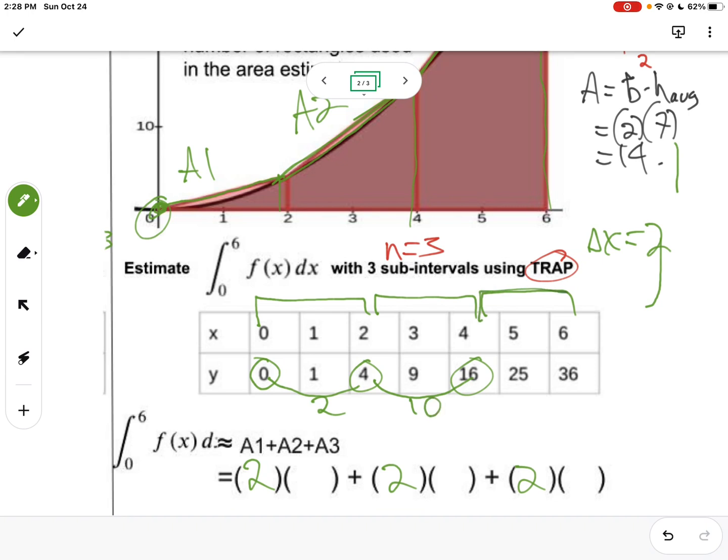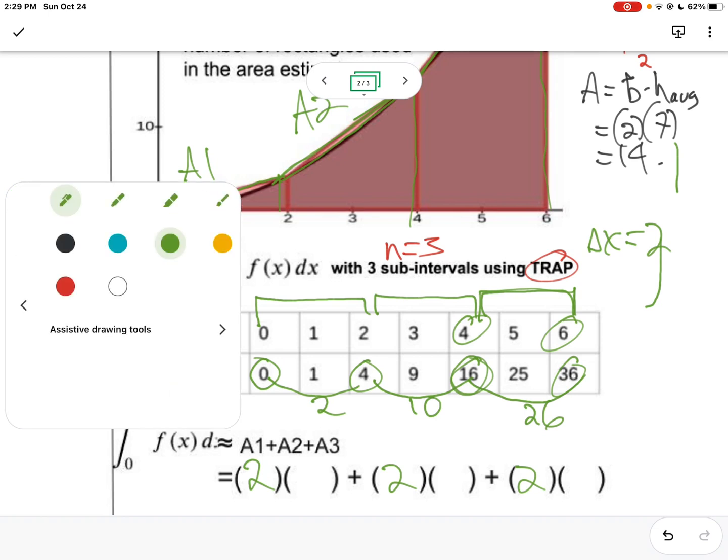And in the last box or rectangle, I go from x equals 4 to x equals 6, and the y values are 16 and 36. Well, what's the average y value if I'm considering 16 and 36? Add them together. 16 plus 36 is 52, divided by 2 is 26. Okay, so just make sure I've got that right. Yep, that's right. 36 and 16 is, in fact, 52. 52 divided by 2 is 26. So those are now the f at x values I'm going to use. That's the height of each rectangle.